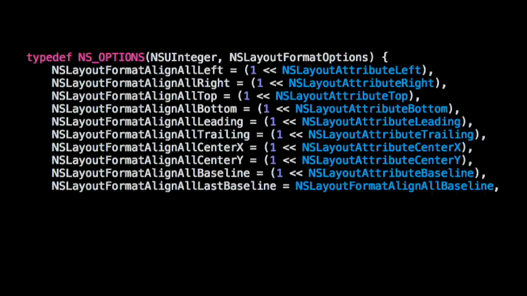The options parameter is a bitmask, and it describes the attribute and the direction of each object in the format string, so how each object should be aligned with each other. In the example that we just saw, we told the layout system that the two buttons should be laid out horizontally, but we didn't specify what should happen if those buttons are different heights. So in this case, we might set NSLayoutFormatAlignAllCenterY, so both of those two buttons will be centered with each other in Y if they're different sizes.